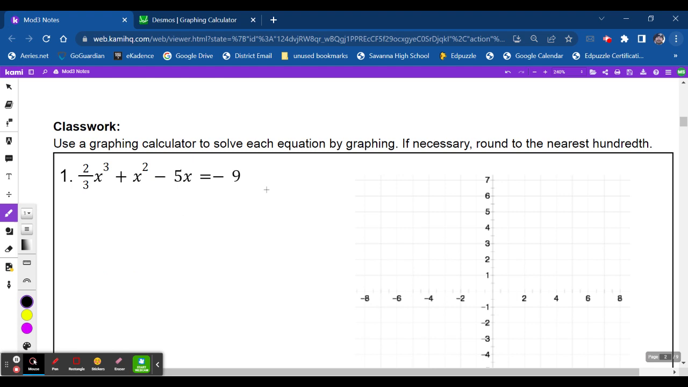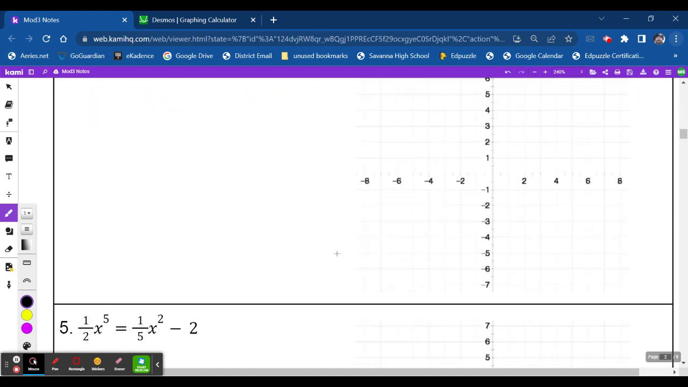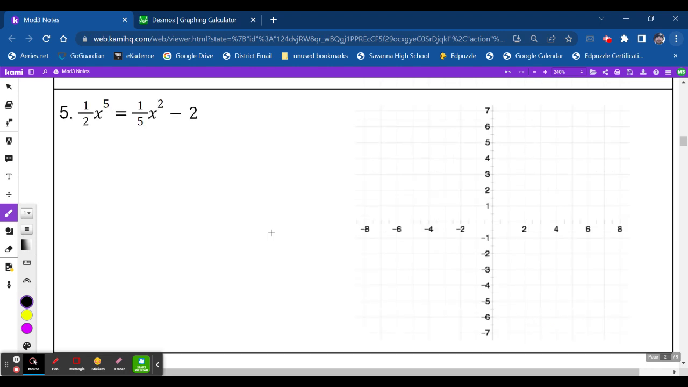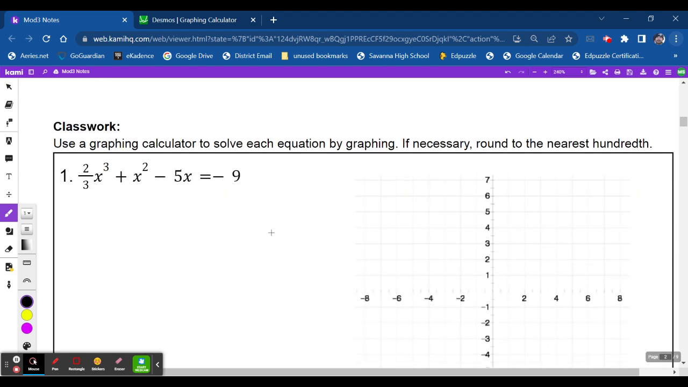So, classwork. I want you to do the following. Plug these numbers into the calculator and figure out what it looks like, and then tell me what the solutions are to each of the graphs, to each of the equations. What are the roots? Where do they hit the x-axis? And before we go on, I want you to tell me two questions that you have about this activity.